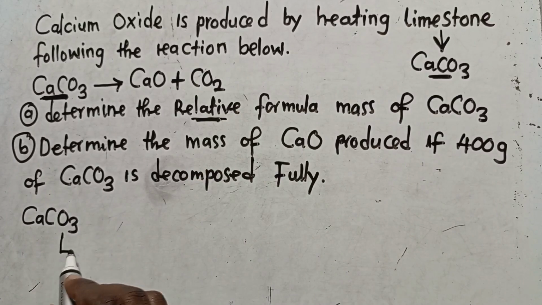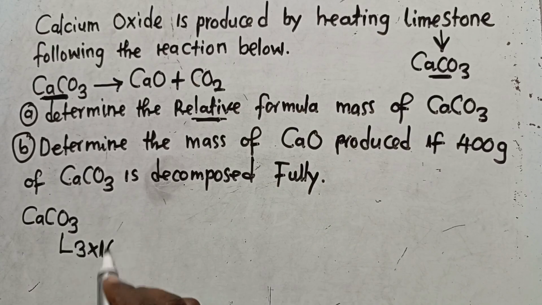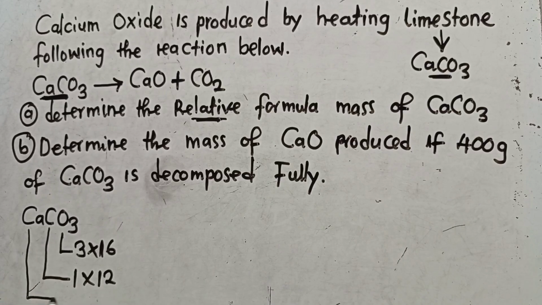So I'll start. How many atoms of oxygen are there? 3. Then I multiply by the mass number. Oxygen, 16. This is what I'll be doing. I go to carbon. How many atoms of carbon are there? It's only one carbon. Times the mass number, 12. I go to calcium. How many atoms of calcium are there? 1. Times the mass number, 40. I multiply. This is 48. This is 12. And this is 40.